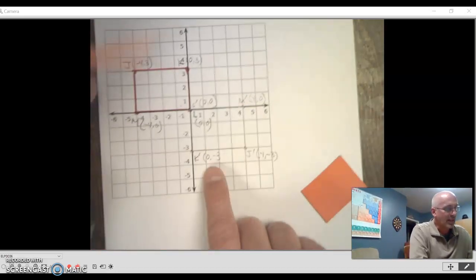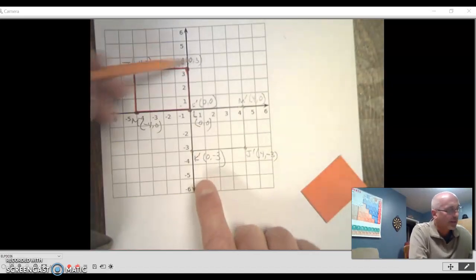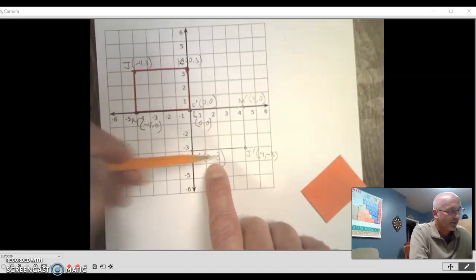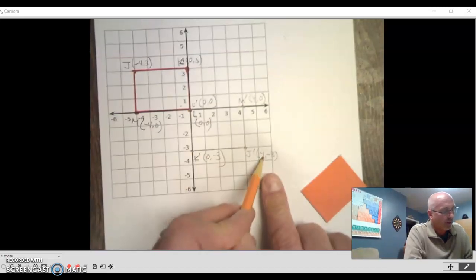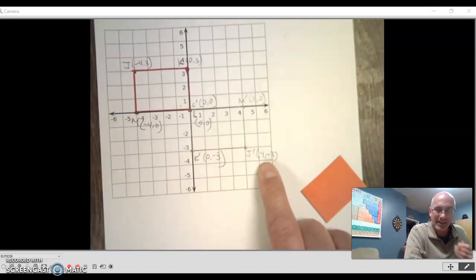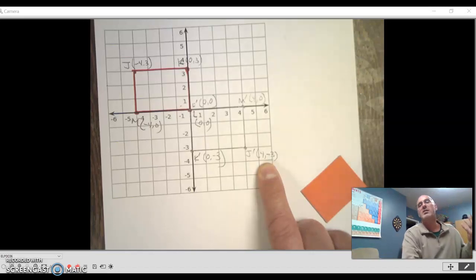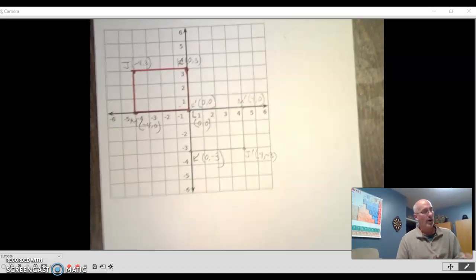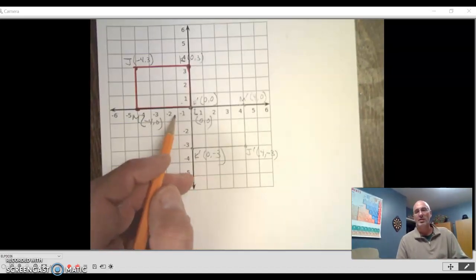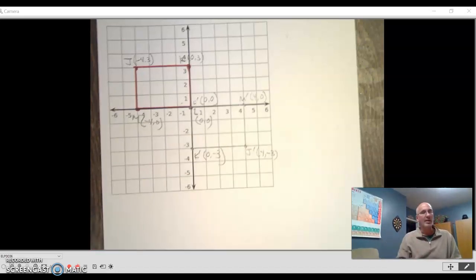So you can see how they relate to each other. Here's my K and K prime. It's at 0, 3, and 0, negative 3. J was at negative 4, 3. Now J prime is at 4, negative 3. So it seems like the positive and negative signs just flip-flop in each of these. So this is a 180-degree rotation clockwise about the origin. And that is how we do transformations on the coordinate plane.